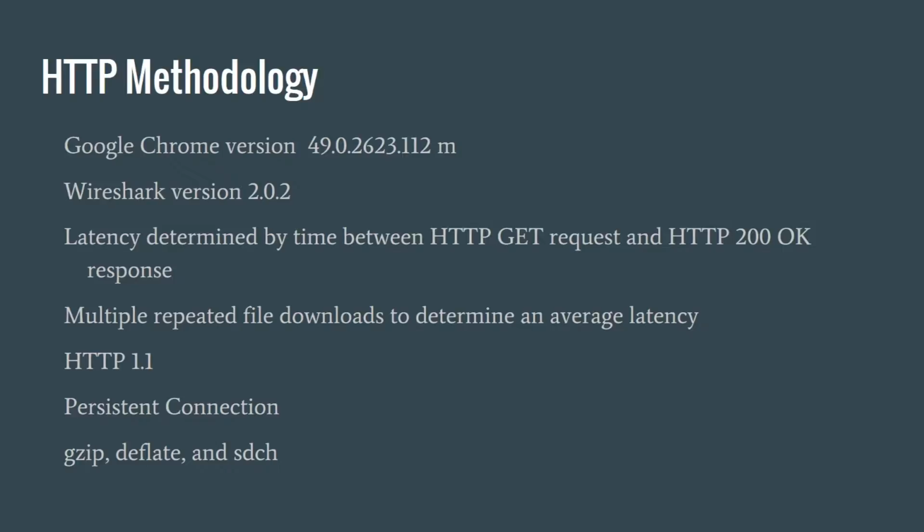latency between them. I found that my computer sent packets with a header stating that the server should use HTTP version 1.1, and because of that, it also showed that a persistent connection should be used, as is default in HTTP 1.1. The header also showed that my computer can do gzip, deflate, and SDCH encoding.